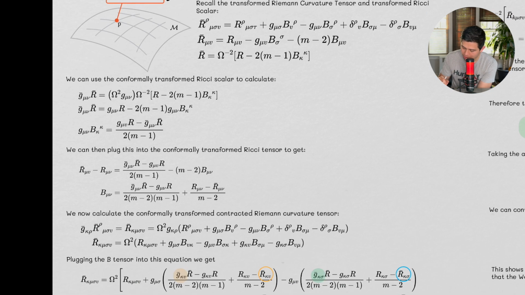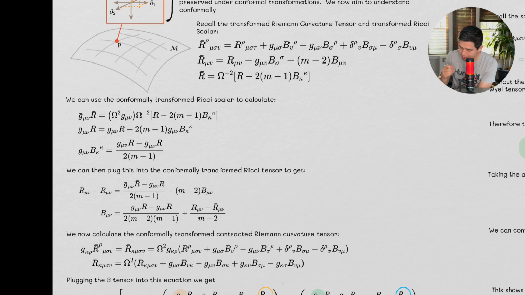So let's just continue with this. We can use the conformally transformed Ricci scalar to calculate this here. We're multiplying the conformally transformed metric with the conformally transformed Ricci scalar. When we do that, we get this, and then we get this here. We just multiply everything out. Remember, this times this is just going to give us 1. So we get something that looks like this. Then we can take this to this side of the equation, this to the other side of the equation, divide everything by 2 times m minus 1, where m is, again, the dimensionality of the manifold, and we get this right here.